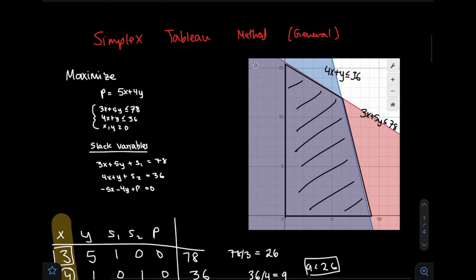So our optimal solution would be somewhere in there. And using the simplex tableau method, we're going to use things called slack variables. These are basically just any real number that turns that inequality of 3x plus 5y is less than or equal to 78, for example, into 3x plus 5y plus s1, which is our first slack variable, equal to 78. So it takes away the inequality and makes it an equality.